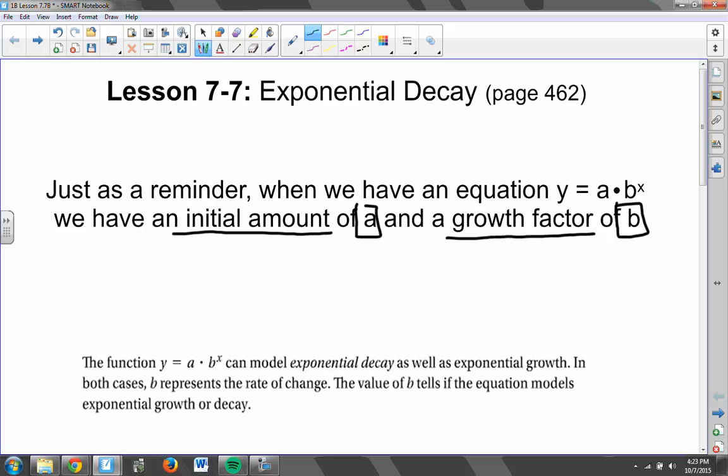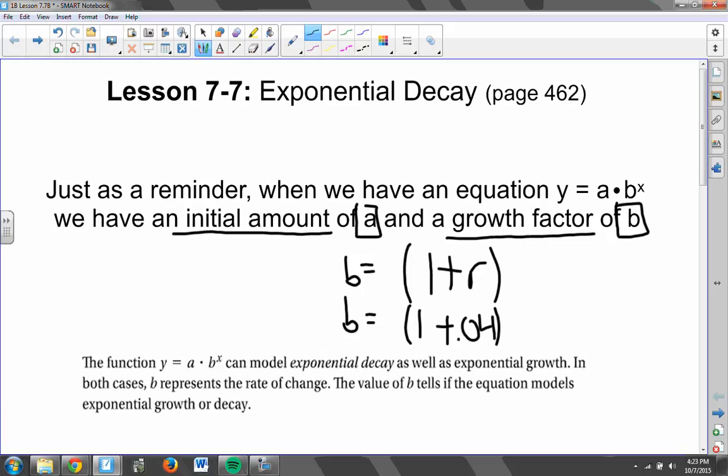And remember that when we talk about growth factor as a percentage, it's always 1 plus whatever our rate is as a decimal. So if our rate is, for example, 4% or 0.04, then we do 1 plus 0.04 as our B value. All right? Now that is in reference to exponential growth, like we've been looking at the past couple days.